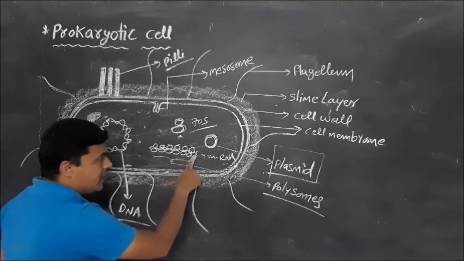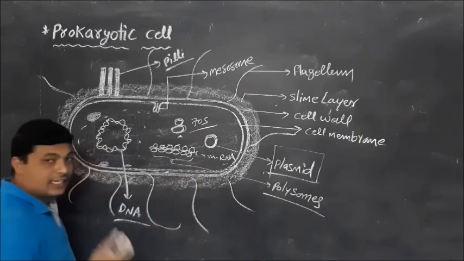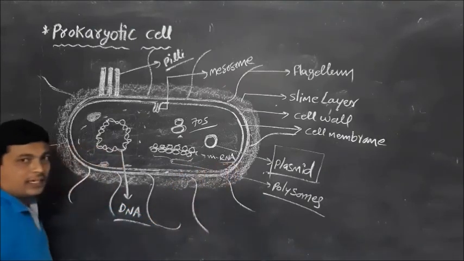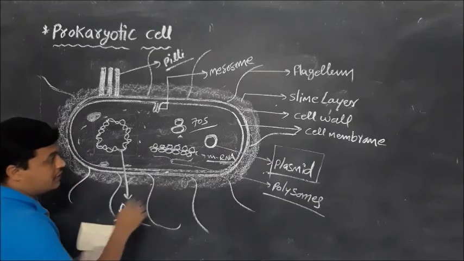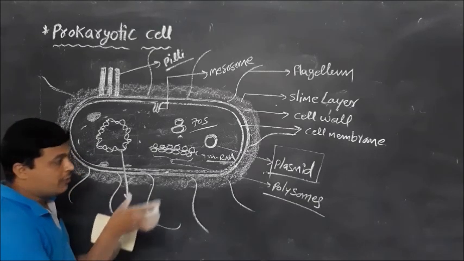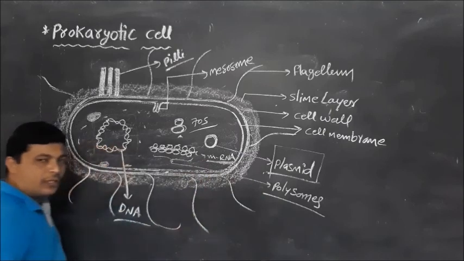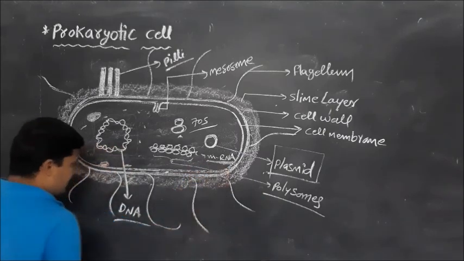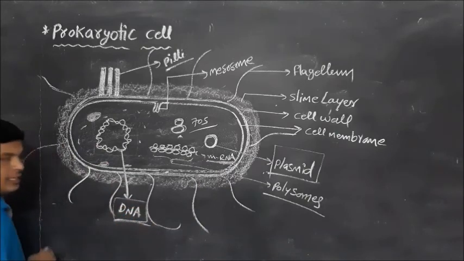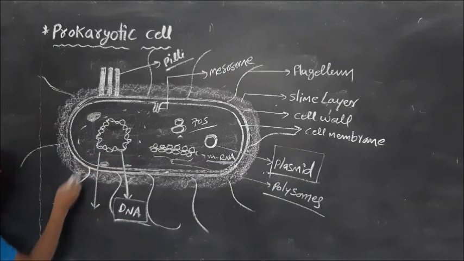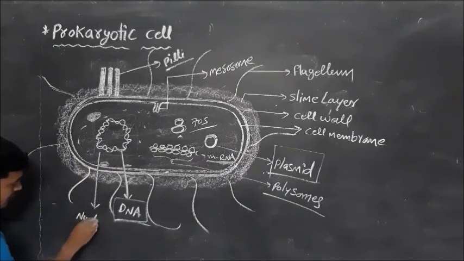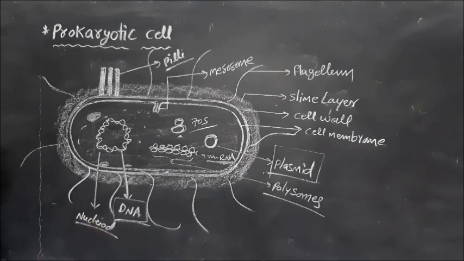deoxyribonucleic acid. Here mRNA is also genetic material, but mRNA is a single stranded genetic material. mRNA, messenger RNA. This mRNA contains the message. Which kind of message? Protein synthesis related message. That's why it is called mRNA. Here DNA, deoxyribonucleic acid, is double stranded DNA, and the location of DNA is called the nucleoid. What is the location of DNA in a prokaryotic cell? The nucleoid. So these are the features of the prokaryotic cell.